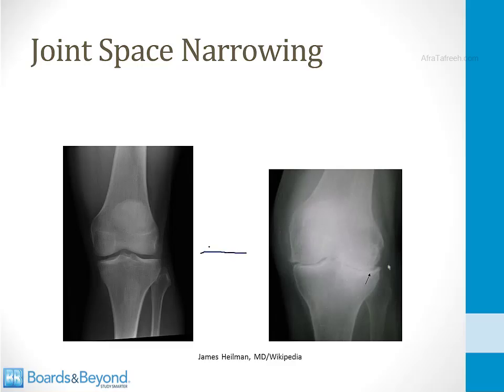So on the left side of the screen is a normal knee joint. On the right side of the screen is a knee in a patient with osteoarthritis, and it's very easy to see that the space between the two bones is decreased and the bones are closer together. And like I told you before, the hyaline cartilage gets destroyed and you have bone on top of bone, so it's very easy to understand why there would be narrowing of the joint space.